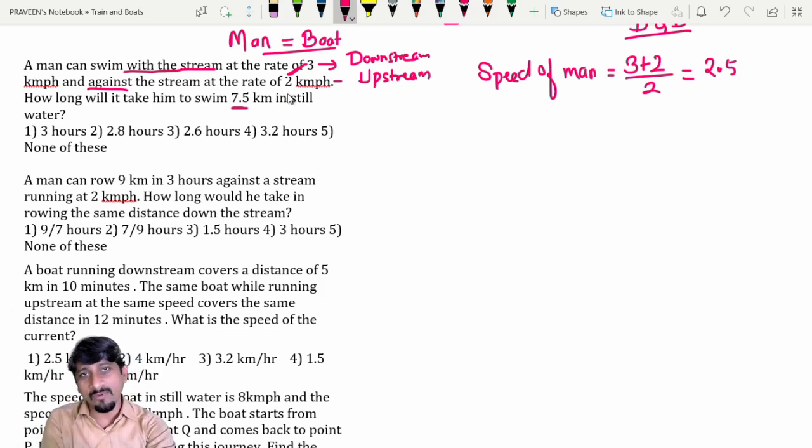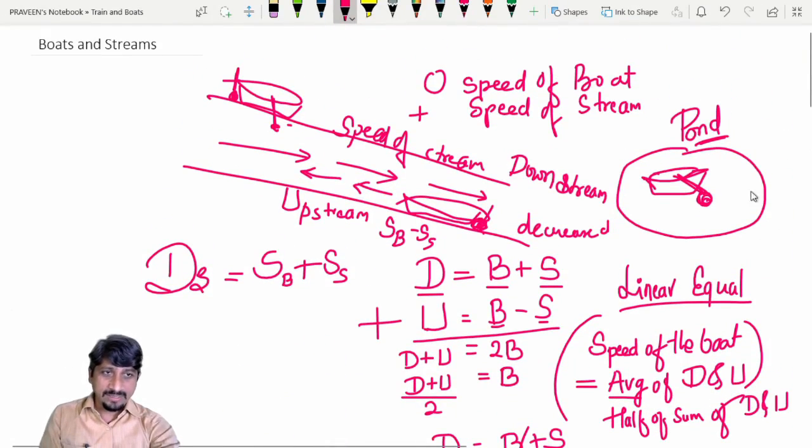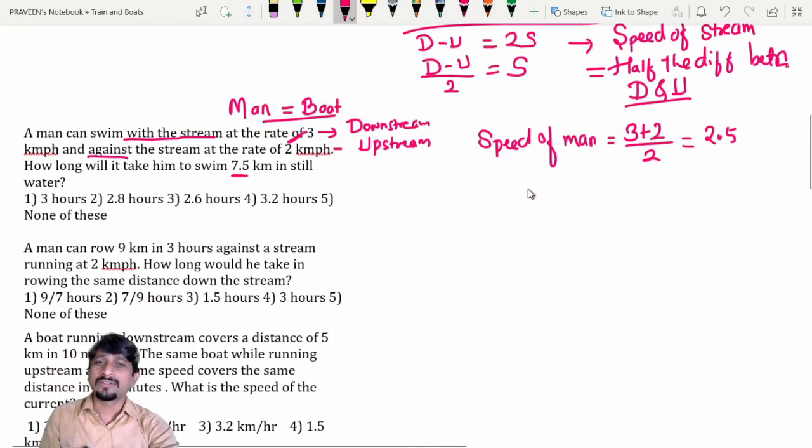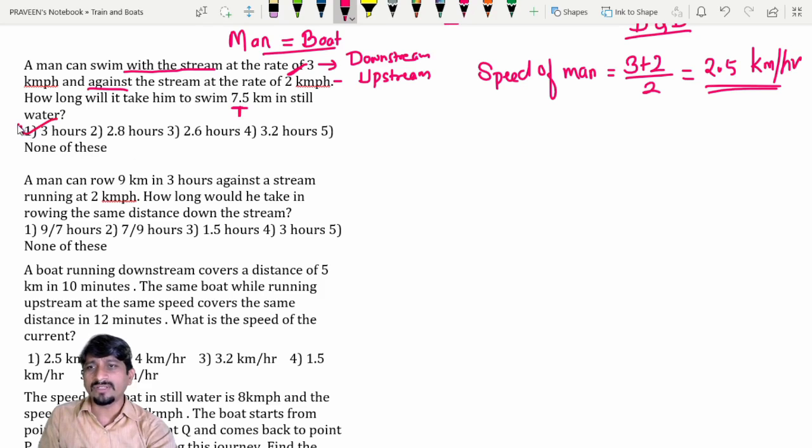Whenever we are talking about speed of the boat or speed of the man, we are talking about the speed in still water. Therefore, I showed you this pond. This is the speed of the boat. So in still water, 2.5 km per hour means what? In 1 hour he will go 2.5 km. He has to go 7.5 km, which is 3 times that. So he will take 3 times the time: 3 hours.